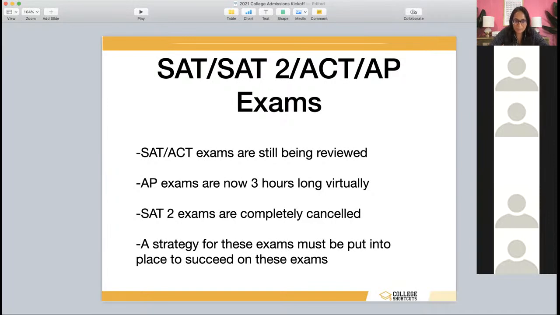I was shocked when this happened. And maybe it'll come back, but probably not. And then a strategy for these exams must be put into place to succeed. Please don't think you can just wake up one day and get a 1600. I've never heard of it. It just doesn't normally happen.